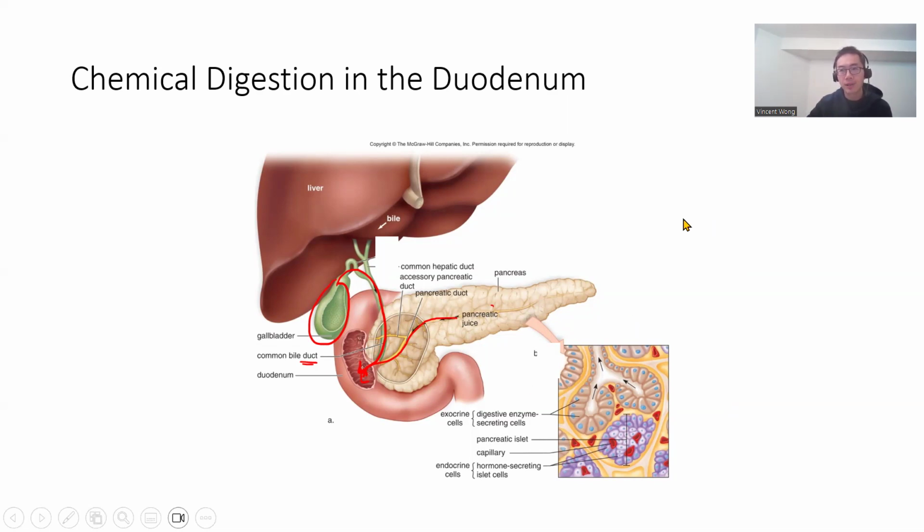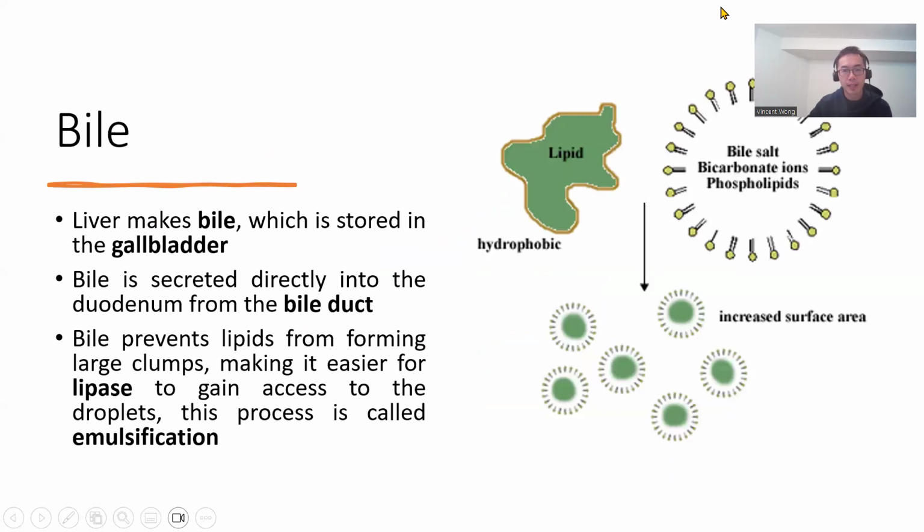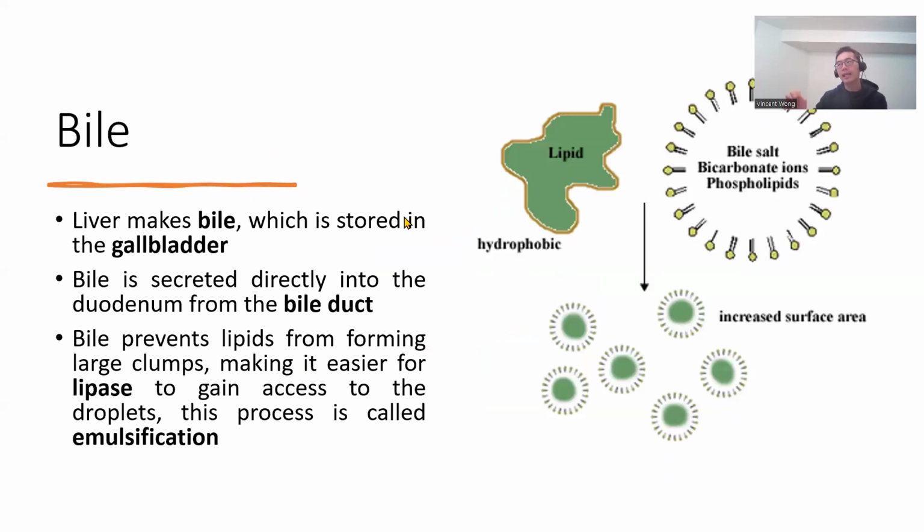So what kind of things is going in there? Well, first of all, let's take a look at the bile. The bile is made in the liver, but stored in the gallbladder. And it's secreted directly into the duodenum through the bile duct. The bile contains cholesterol. There's a bit of bilirubin in it. That's why it's yellowish in color.